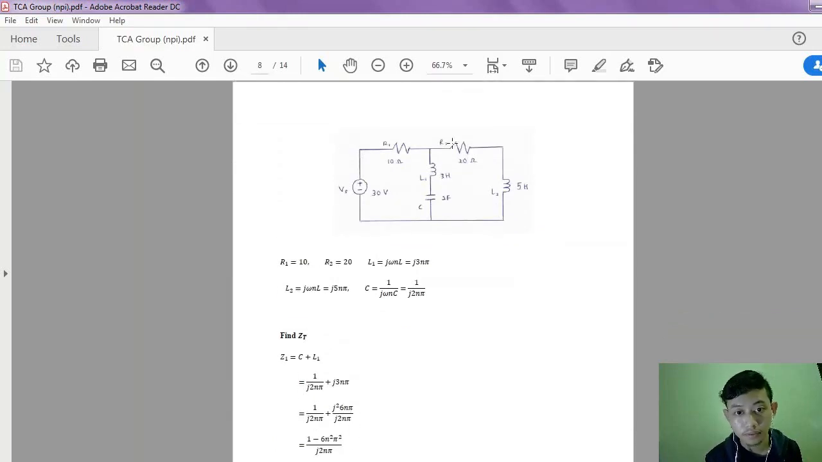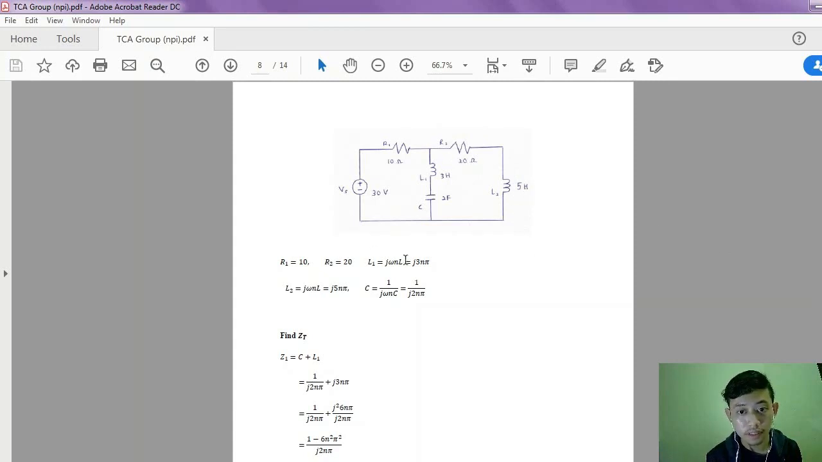The first thing you see in our circuit is that all the values are in the t domain, so we have to convert everything to the s domain. We have changed the values of the resistor, the inductor, and also the capacitor. As you can see, the middle branch we consider as branch 1, and the one on the right is branch 2.